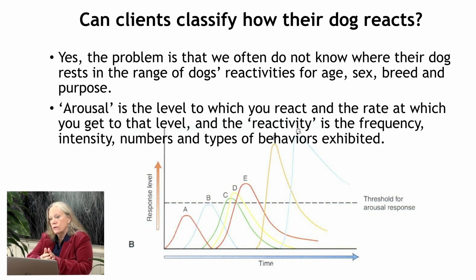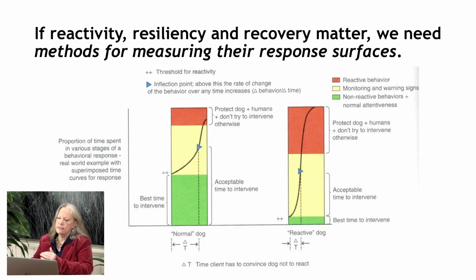So we can get what's called generalization, where a dog who might have only reacted to fireworks or storms now starts to react to loud noises in the street, now starts to react to truck backfires, now starts to react to you moving some furniture or loud sounds on TV. And these become real problems for the welfare of the dog. If reactivity, resiliency, and recovery matter, we need methods for measuring their response surfaces.